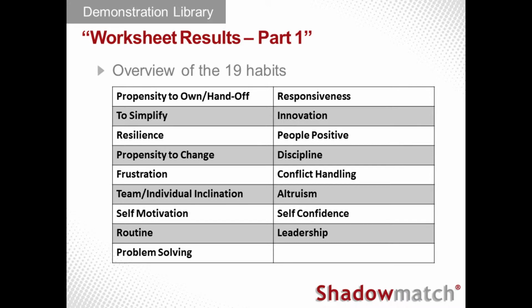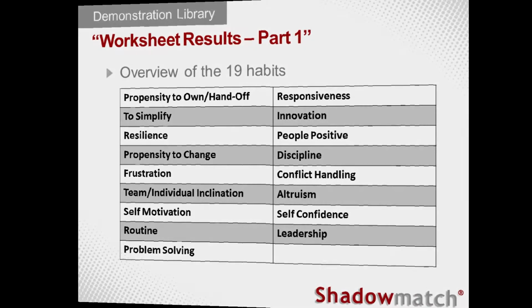Shadowmatch is designed to provide a detailed and accurate map of an individual's behaviors and habits, their efficiency, conceptual ability, and attitude. Using the Shadowmatch survey process, we can quickly and easily capture these details. So let's take a look at what specifically is captured and their interpretation. In this video, we're going to focus on just the habits.